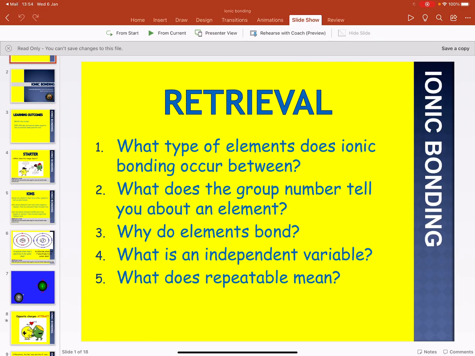This lesson is on AQA topic 2, bonding. I'm going to take a look at ionic bonding. Here's a quick retrieval you can have a go at before we actually start. So pause the video here.